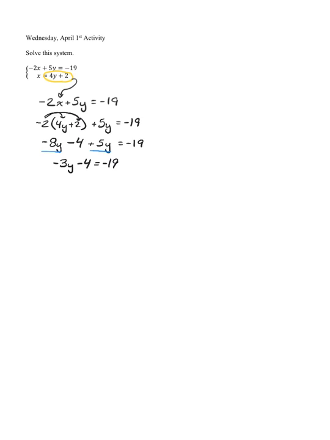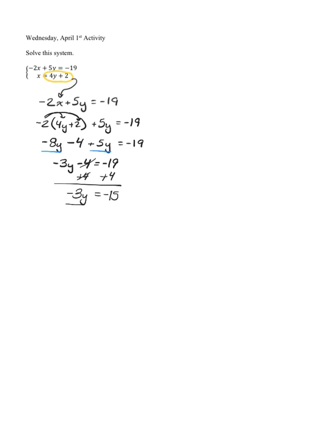So now that we have the left side simplified and the right side of the equation simplified, we're going to start eliminating so that we can solve for y. The first thing I'm going to do is add 4 to both sides. On the left side, the minus 4 and the plus 4 cancel out. That leaves me with negative 3y. Negative 19 plus 4 is negative 15.